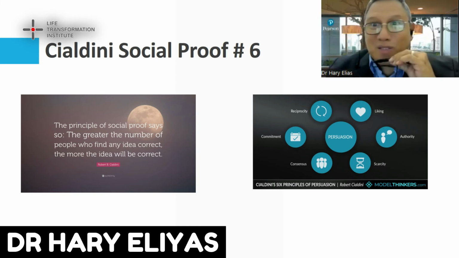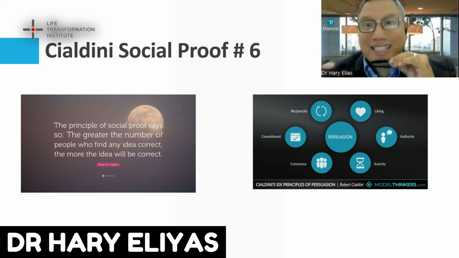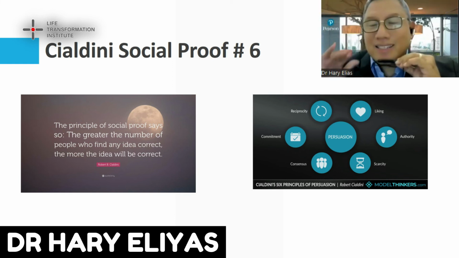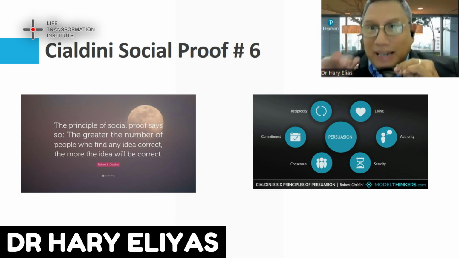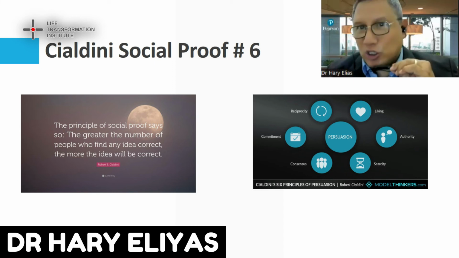Right? That the world is flat. Everybody thought that the world was flat. And we know that the world is not flat. So, just because everybody believes something doesn't necessarily mean it is the correct way. And that's the downside of Cialdini's social proof.